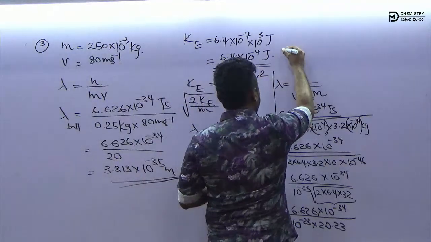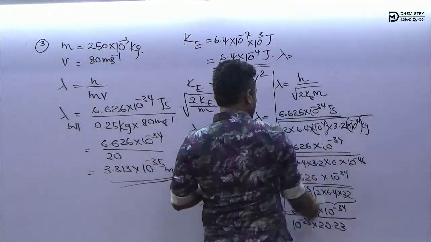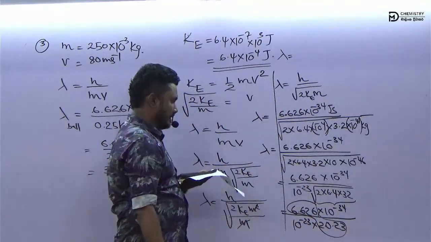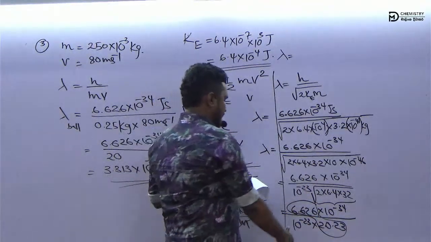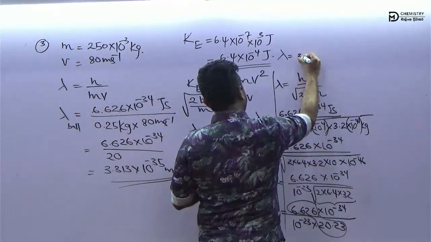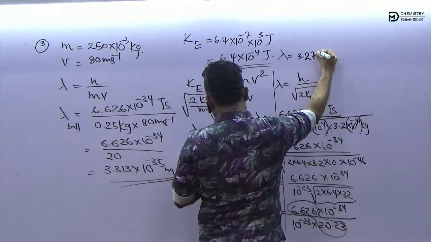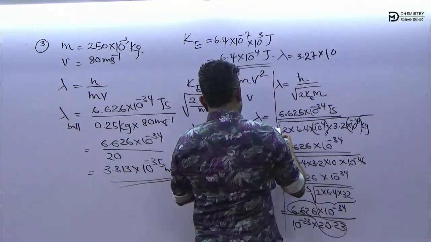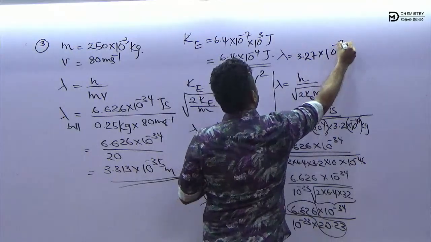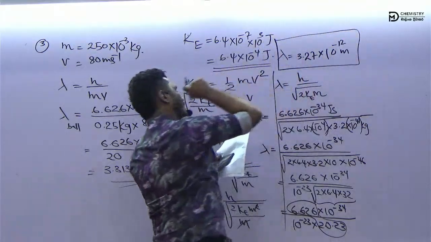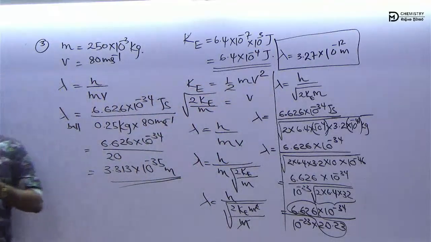Okay, for the fourth one, lambda equal, the division of these two will give 0.327. Minus 11 is there, but 0. So if I go to the scientific notation, 3.27 into 10 to the power minus 12 meters. This is the value for my lambda. Okay, a very good question.